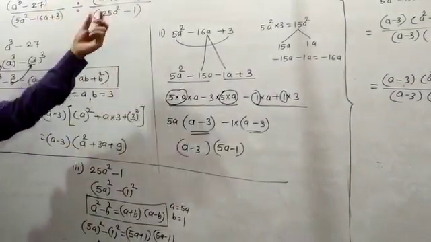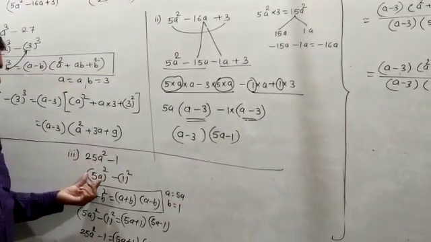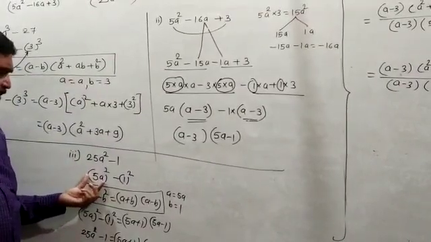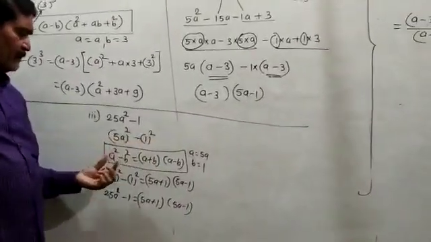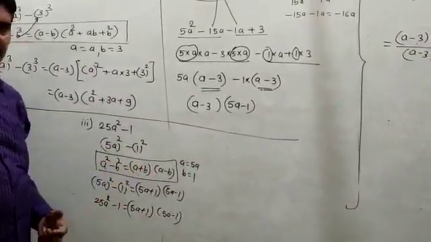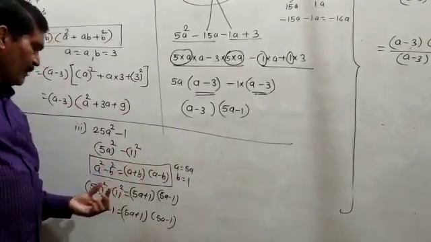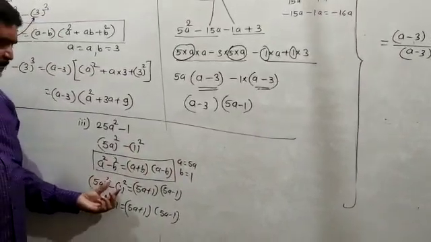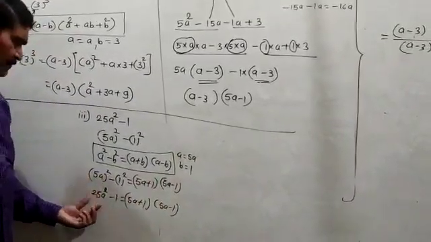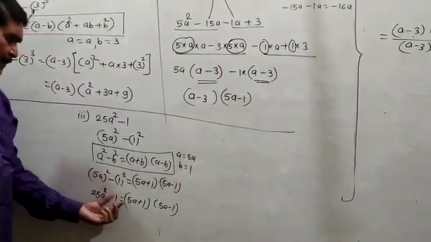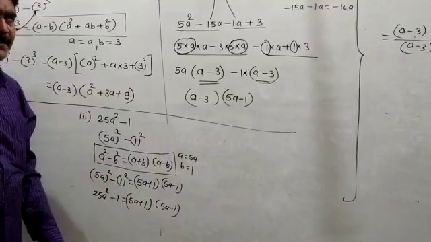Then find the factors of 25a square minus 1. 25a square is the perfect square of 5a, so I will write this as (5a) square and this one as 1 square. Then utilize the identity a square minus b square, which is equal to a plus b in one bracket and a minus b in another bracket. Here a is 5a and b is 1. So 25a square minus 1 has factors 5a plus 1 in one bracket and 5a minus 1 in another bracket.